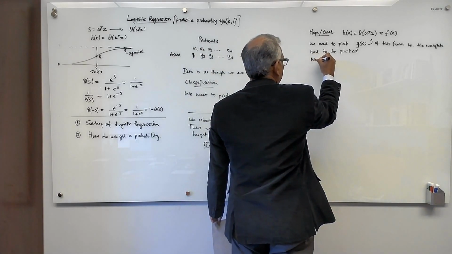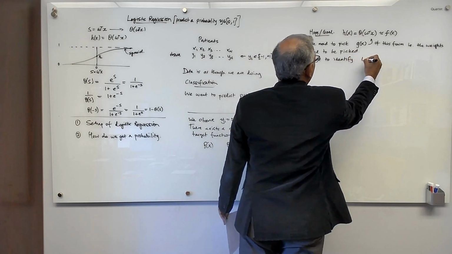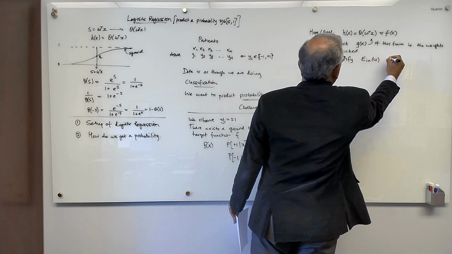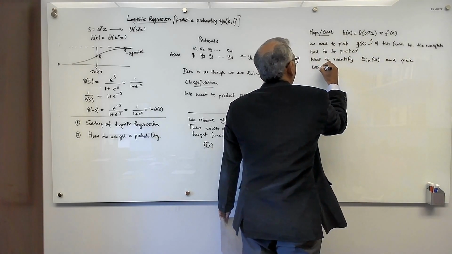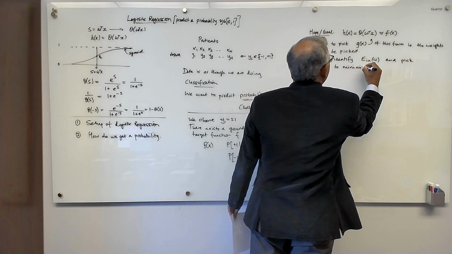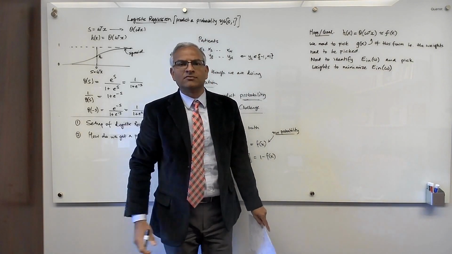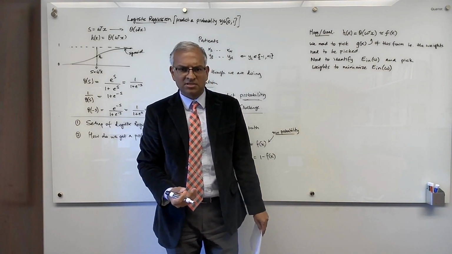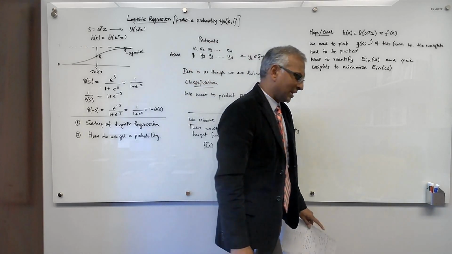So we need to identify E_in of w and pick weights to minimize E_in of w. Now, in the case of classification, E_in of w was the fraction of mistakes you made on the data. In the case of regression, it was the average squared error.